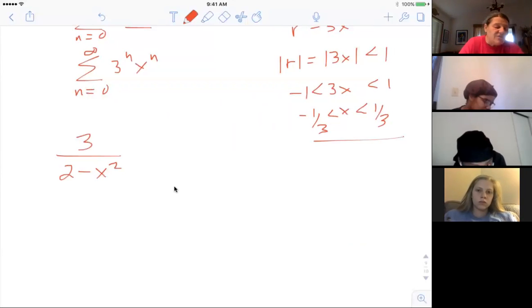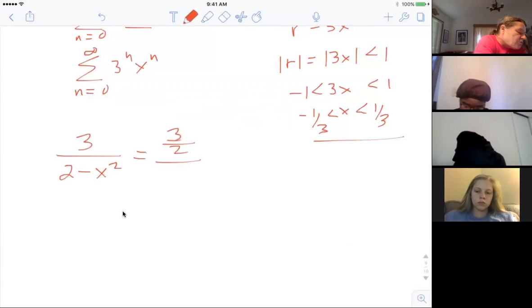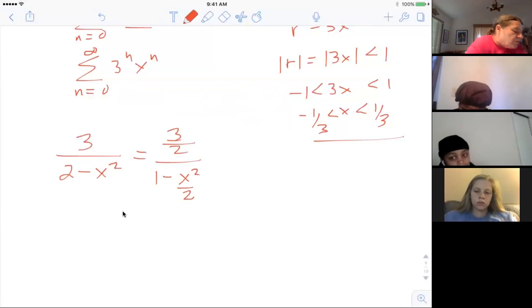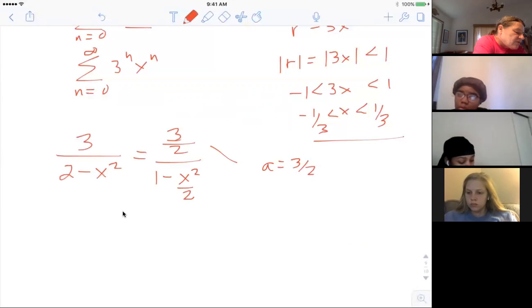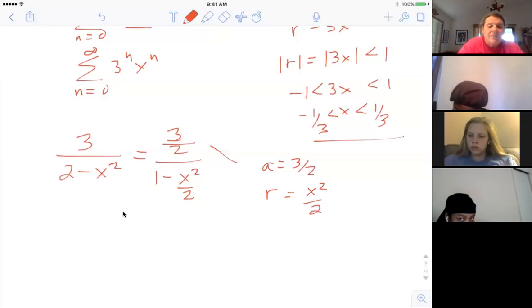I need to make it look like a geometric series again, so I really need a 1 where that 2 is right there. So I'm going to divide everything by 2 first. So that'll be 3/2 here. 2 over 2 is 1, and then minus x squared over 2. So now it looks like I want it to look. A is 3/2. R is x squared over 2.